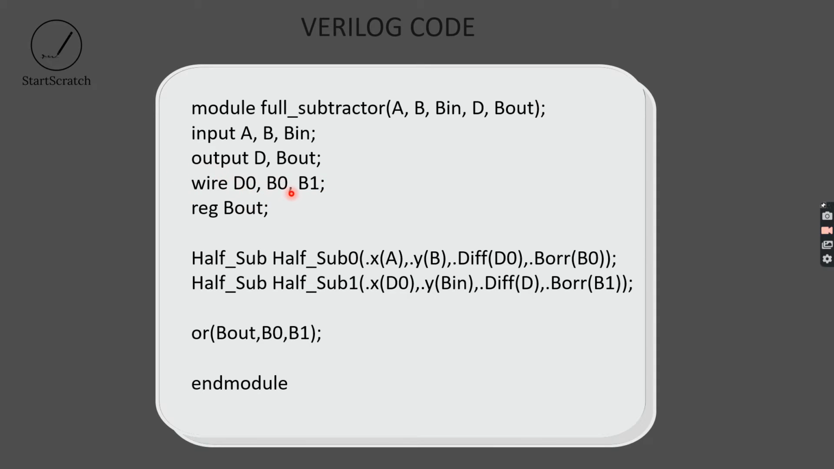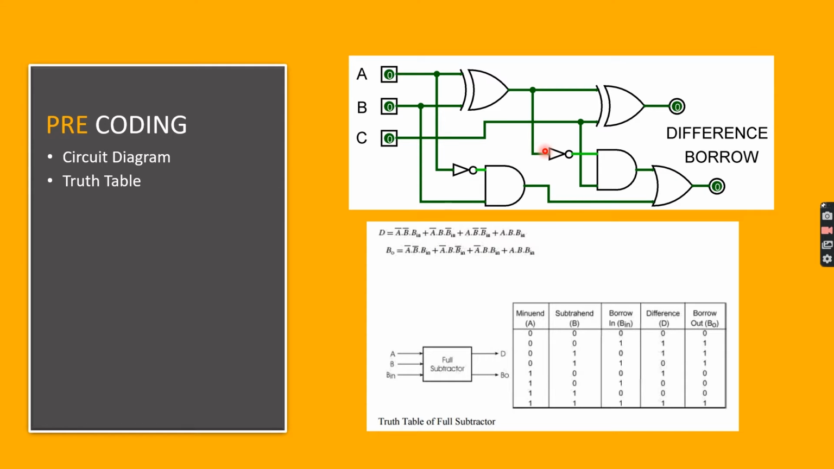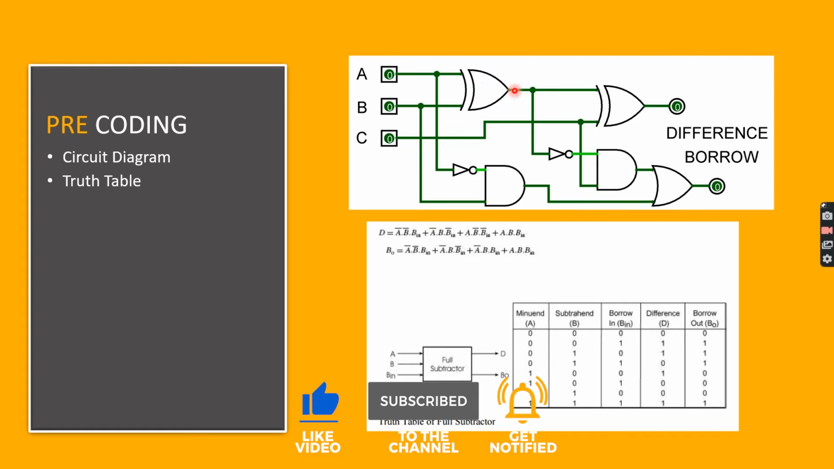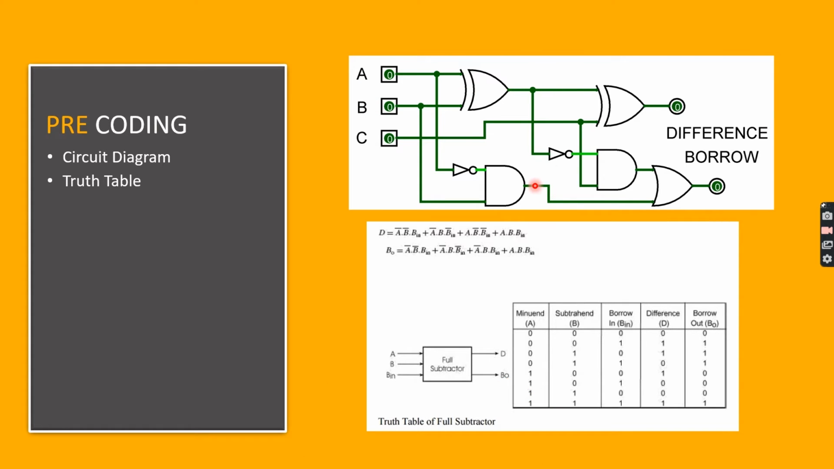And what are these variables? I will be explaining in the circuit diagram. Let us consider this is one half subtractor, where a half subtractor will have two inputs and 2 outputs. Here the 2 inputs are A and B, and the outputs are just wires. You can see it. So I declared it as wire and I gave the names D0, B0. And here also I will be giving another name, that is B1. This is another half subtractor, and we will be getting another wire here as an output, and I will be giving B1 as the name for it.